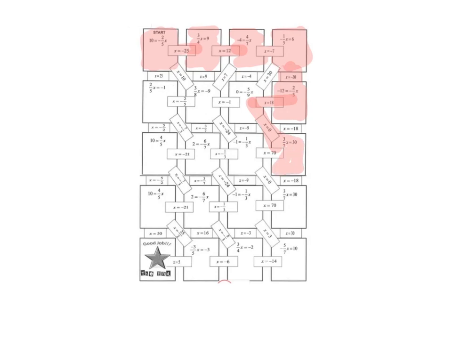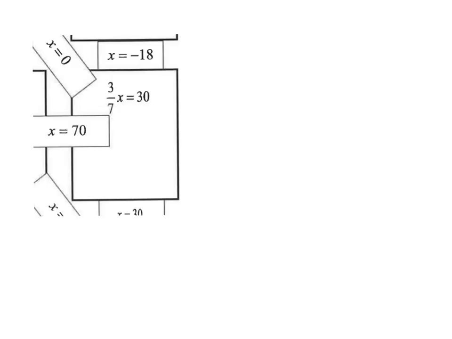So now we've got 3/7 x is equal to 30. Alright, 3/7 x is equal to 30. We're going to multiply by the reciprocal to get rid of this fraction. So the reciprocal of 3/7 is 7/3. We're going to do that to both sides.